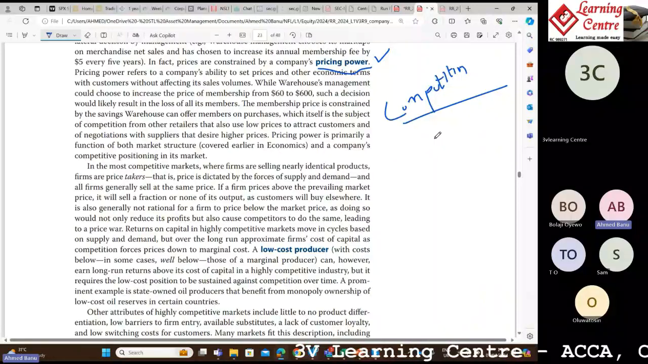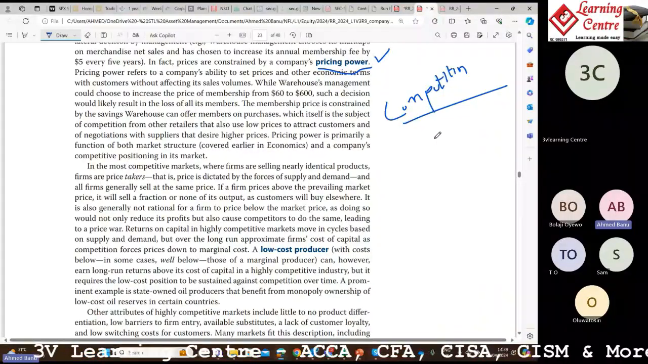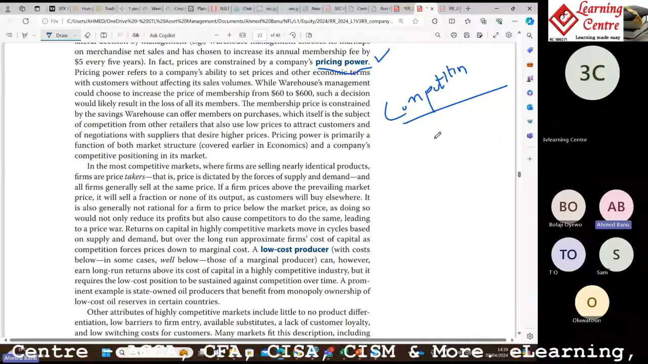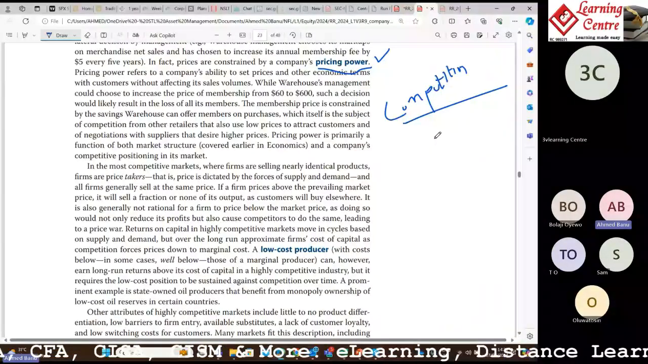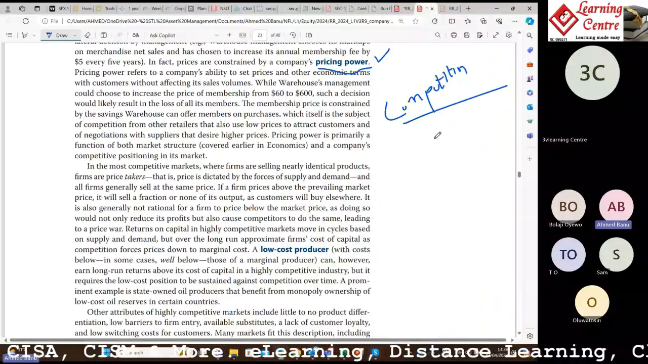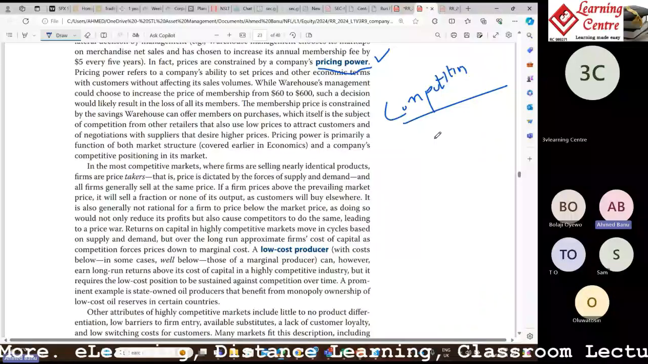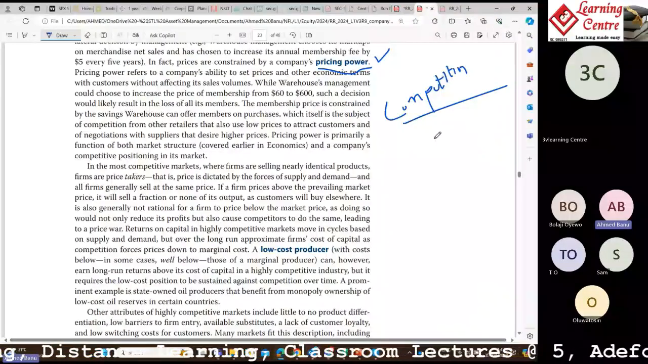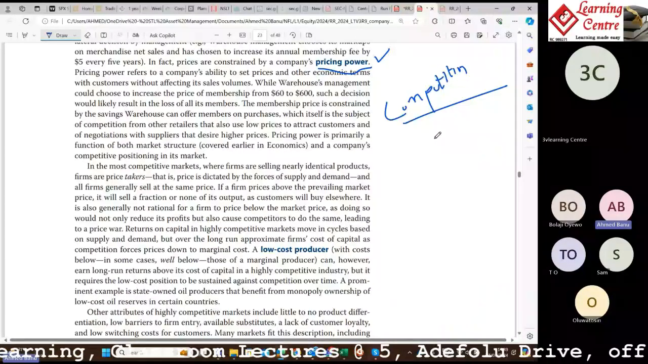But in this case, you see queues at NNPC fuel stations because NNPC fuel stations are selling significantly lower than other guys, and they can bear that cost. If a firm prices above the prevailing market, it will sell a fraction or none of its output. So if there were a lot of NNPC fuel stations, nobody would be going to Mobil, Pinnacle, all those other fuel stations. Everybody would go to NNPC. But because there are not a lot of NNPC fuel stations, people say, I beg, let me enter Mobil and buy fuel and move.